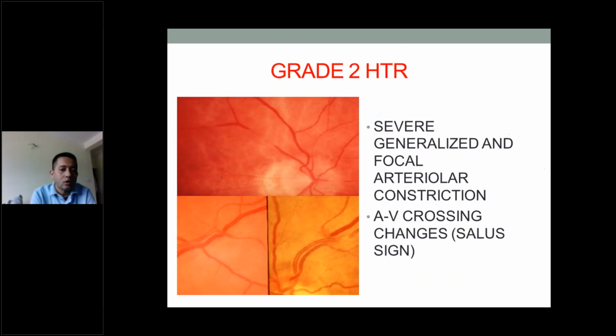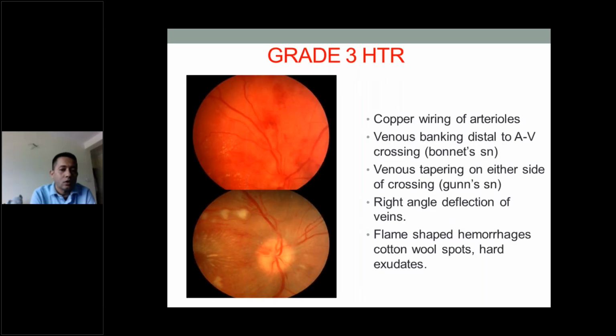Sorry, not this. This is the Salus sign. And only in grade 3 will we have the Bonnet sign. So in grade 3, there's a change in reflex also. Typically, we have a slightly more reddish hue, that is copper wiring, and then much more severe AV crossing signs like the Bonnet sign. Also the Gunn sign is there, and right angle deflection.